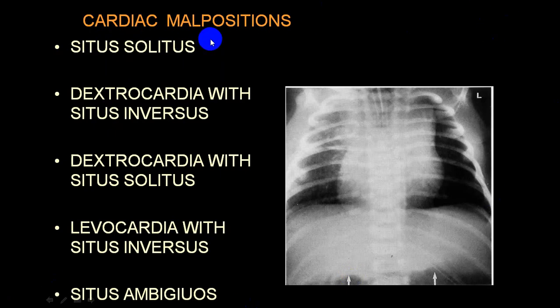Now there is one other thing which can give you a wrong idea regarding a cardiomegaly. Look at the mark. This is the L mark. Look at the apex of the heart. It is towards the right side. This is because of the malposition. We call it dextrocardia.